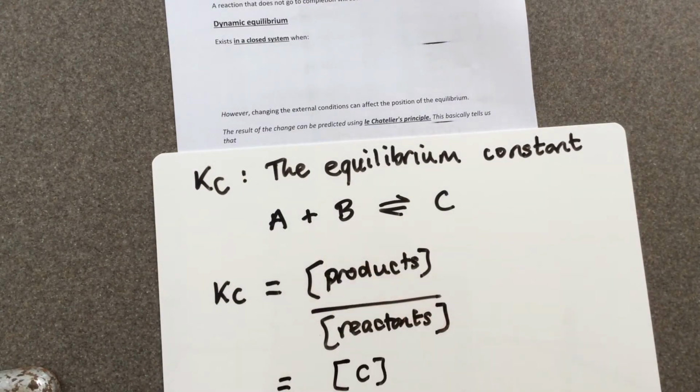You add reactants, what's the consequence? The concentration of reactants goes down and the concentration of products goes up. The system is doing the opposite of what you have just done.